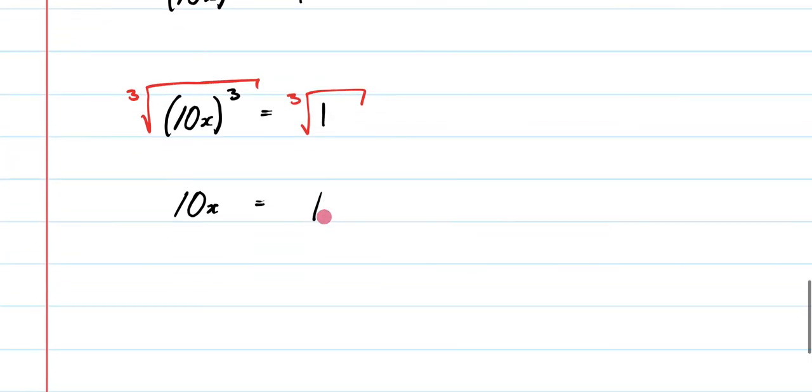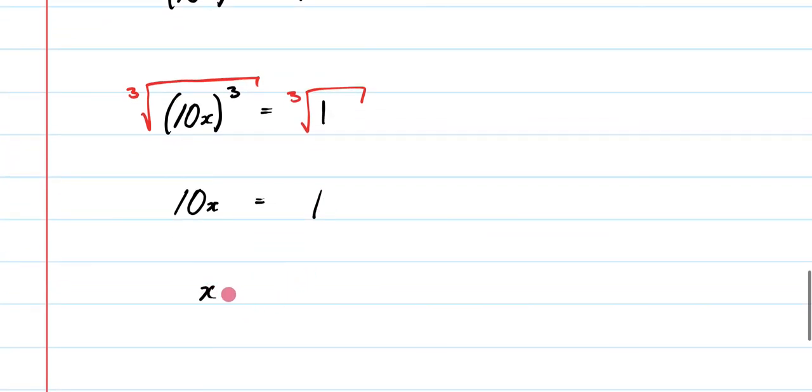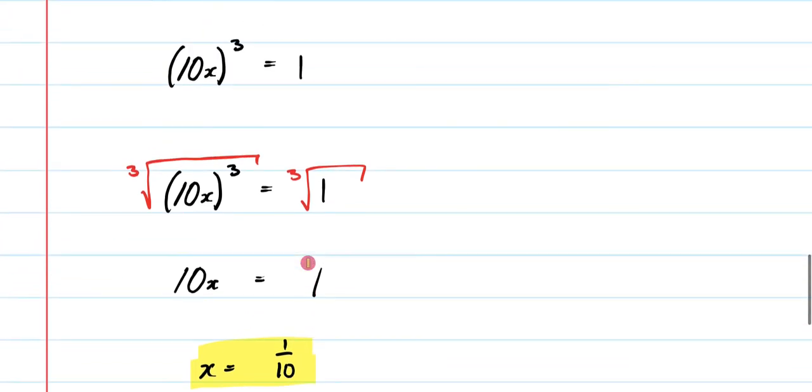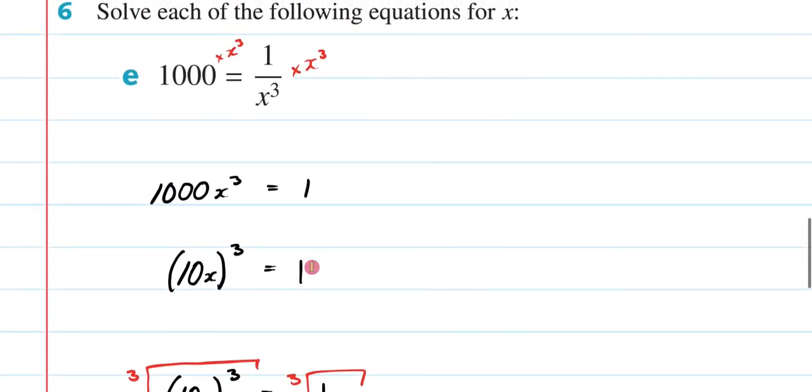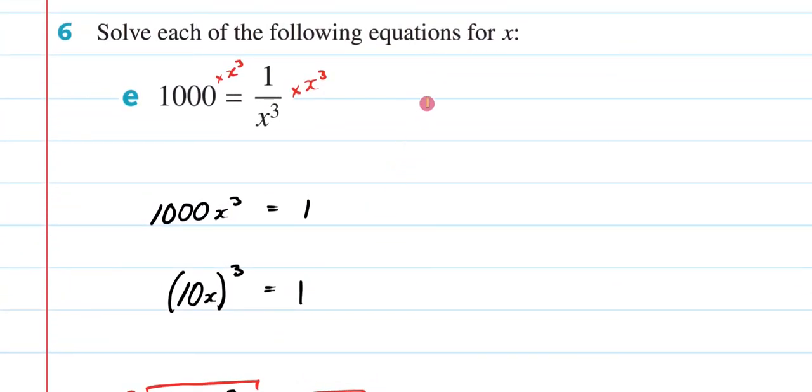Then once I'm here, I just simply need to go x is equal to 1 on 10. Look at that. Not that hard at all. So that is your answer: x is equal to 1 on 10. Hopefully you understood the steps that we took to get here, and that this video was helpful to you in answering question 6E of exercise 6D.